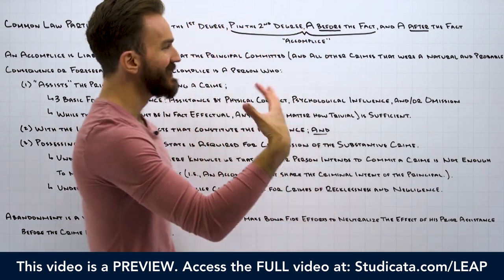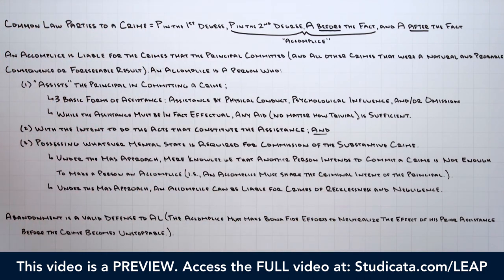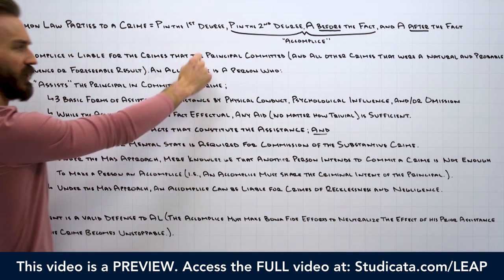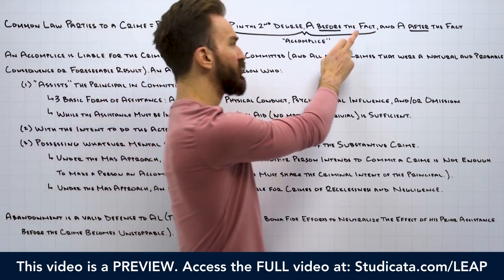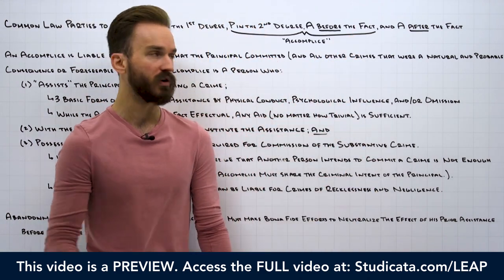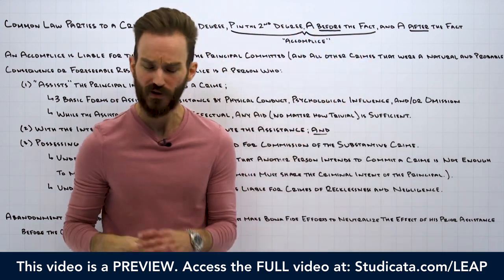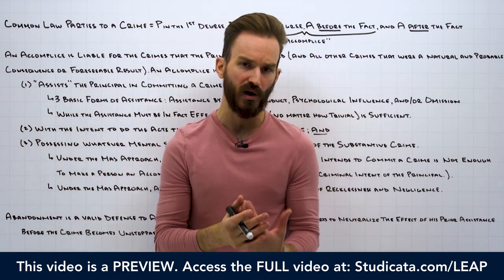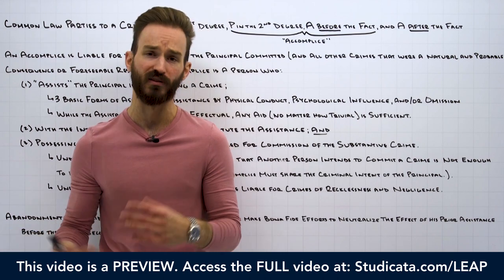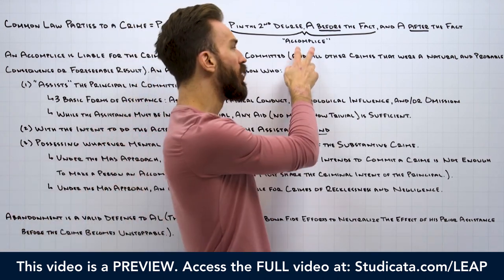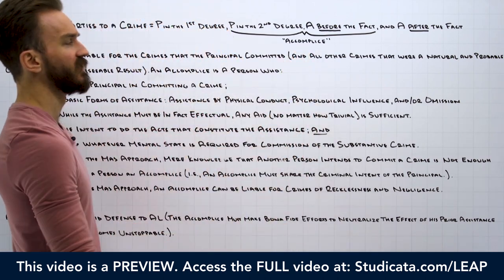Okay, so today in most jurisdictions, the way that this works is the principal in the second degree and an accessory before the fact, we're just going to refer to as an accomplice, right? We kind of combine these two. We don't care whether someone was constructively present, actually present, or not at the time. Either way, we're going to just call them accomplice, right? This simplifies the analysis a lot.